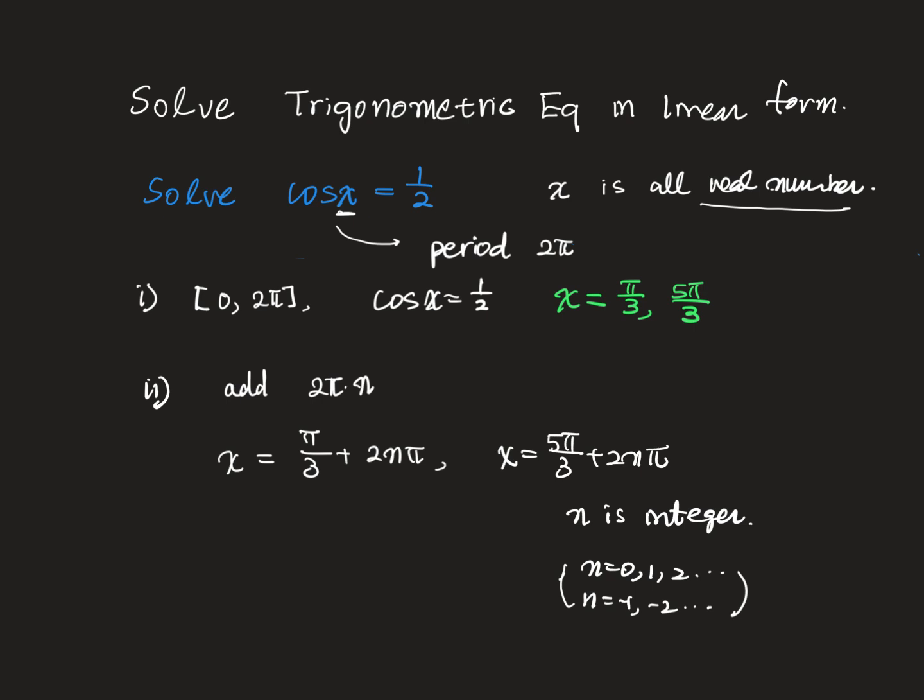There is no restriction on the question. You're thinking about all real numbers, but the good news is that the period of cosine is 2 pi. So first find the answer on the unit circle, pi over 3 and 5 pi over 3, then add 2n pi. So you can find all the answers for this equation.